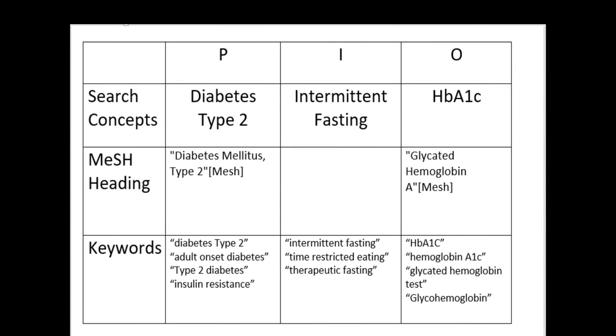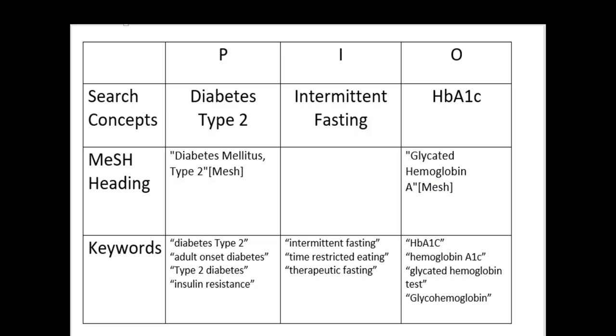Next, I recommend taking your PICO elements and making a search grid for each concept that you'll be searching. Notice I left out the C concept because it's standard. It's not a comparison intervention per se, so I'm not using it. But once you list your concepts, go ahead and find an appropriate MeSH heading. You may want to use the ATM feature to flesh it out and then use the MeSH index to verify it's the one you want.